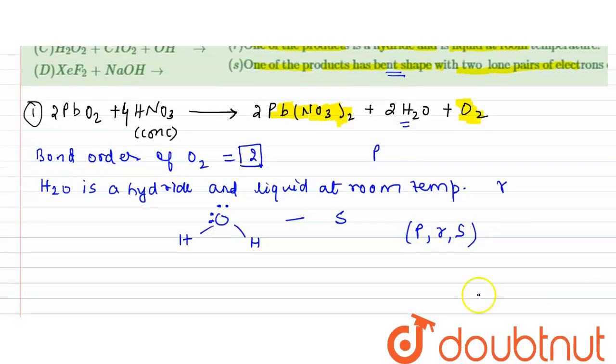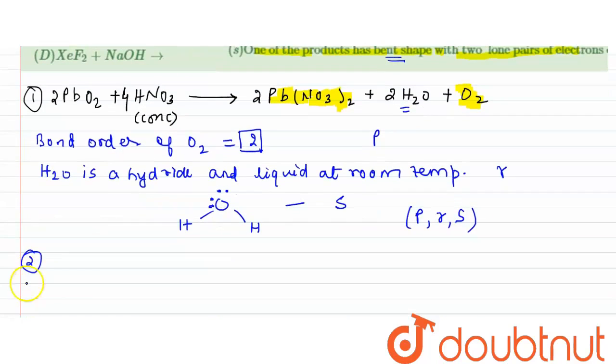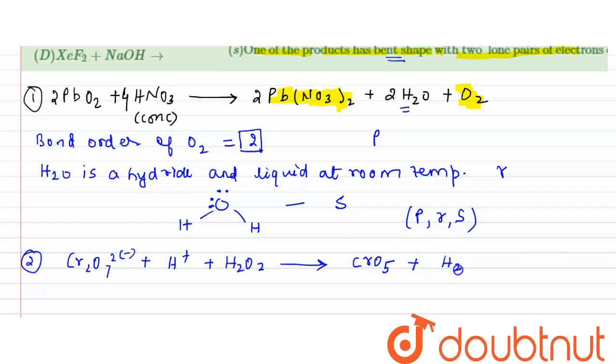Now let's see the next option, that is option number 2. What is the reaction? Cr2O7 2 minus plus H plus plus H2O2, right? This is the reaction given to us. So when this reacts, you get the formation of a butterfly compound CrO5, and along with it you get the formation of water.